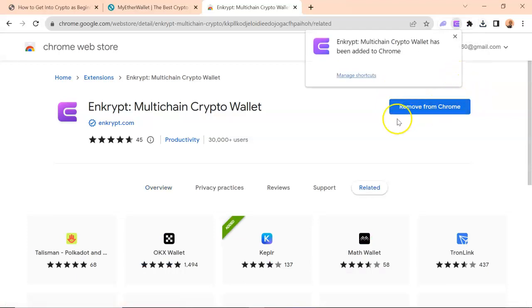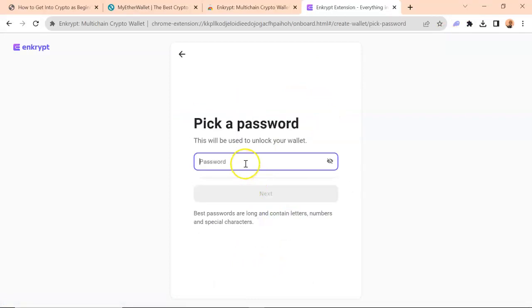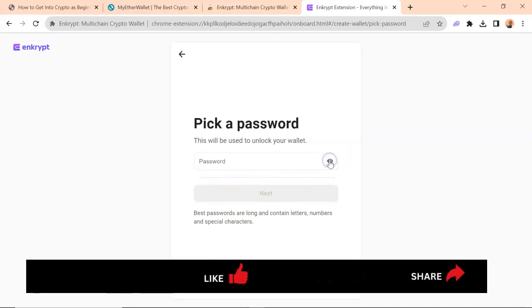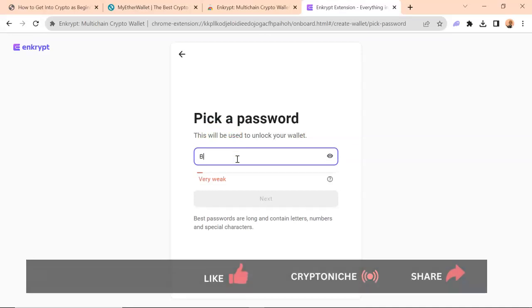So let's go ahead now, to launch automatically. Now look at this, create a new wallet. So you can use a password. Let me say the password is, beginners, for instance. Look at the password right there. Let me type that. Let me say beginners class.